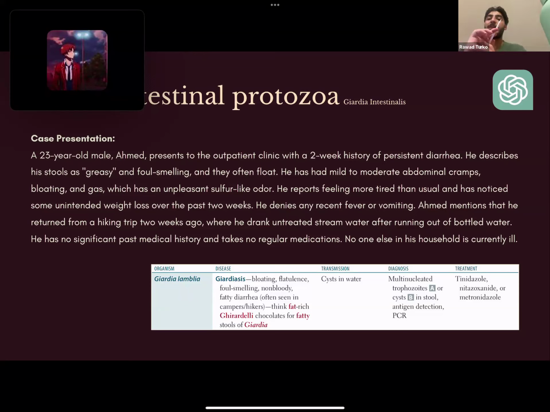So this is the case presentation. A 23-year-old male, Ahmad, presents to the outpatient clinic with a 2-week history of persistent diarrhea. He describes his stool as greasy and foul smelling, and it often floats. So what does this mean, if they often float? What does that mean?